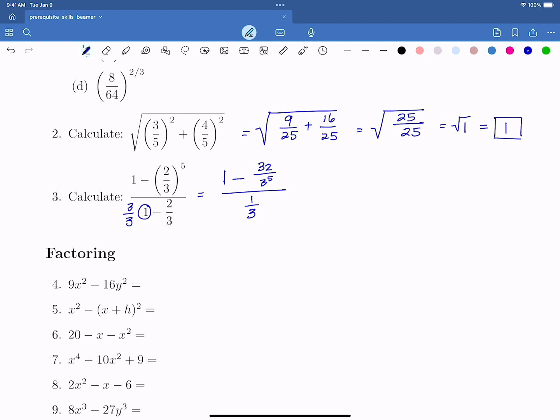And now to simplify this, again, I have some options. I can simplify the numerator some more and try to get just a single fraction in the numerator. But that's not what I'm going to do here. I am going to say dividing by 1/3 is the same as multiplying by its reciprocal 3/1. So dividing by 1/3 is the same as multiplying by 3.